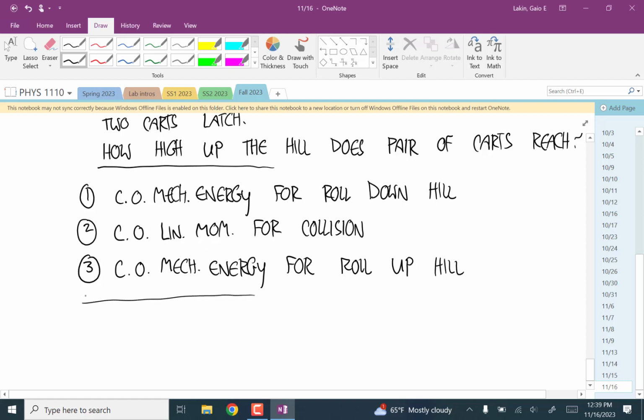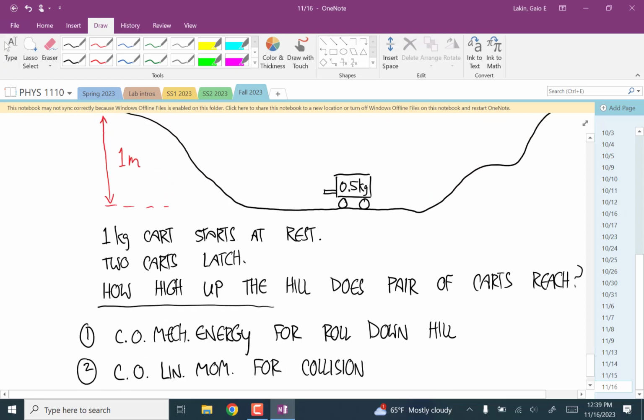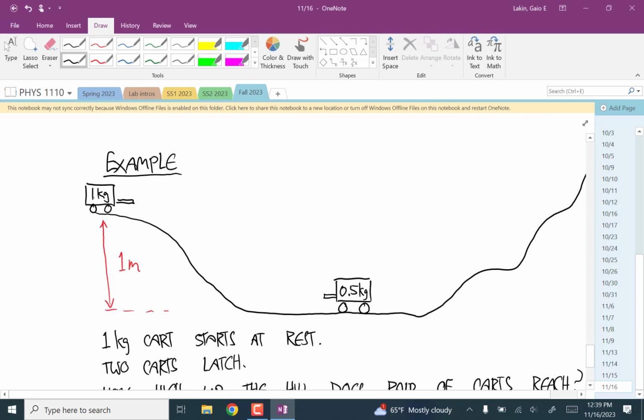Well, the first thing we're going to do is conservation of mechanical energy just to see how fast the 1 kilogram cart is moving at the bottom of the hill. We have to choose a height equals 0, and I'm going to choose it at the lowest thing in that problem, so I'm going to put it on the flat. Take a few minutes and see if you can calculate how fast the 1 kilogram cart is moving when it gets to the bottom of the hill.